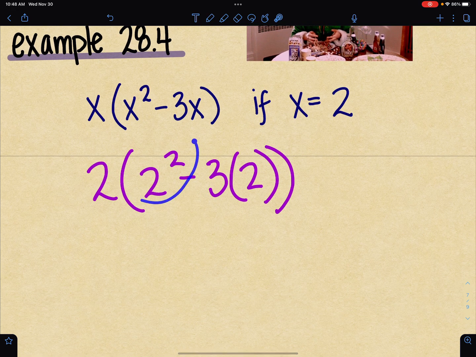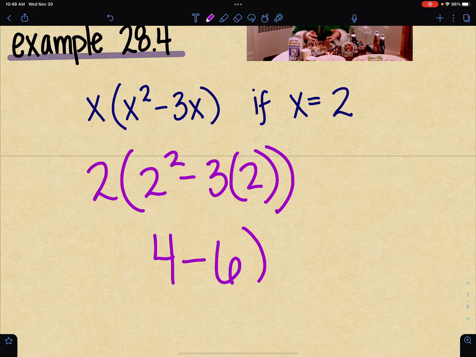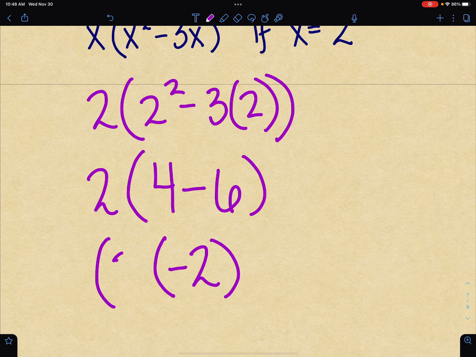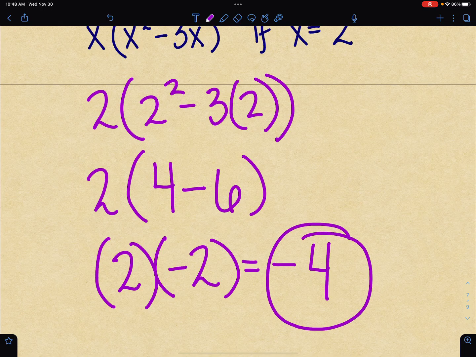Let's do these exponents first and this multiplication. I'll just do it at the same time. So 4 minus 6, that's in the parentheses. And then we do the parentheses first. So 4 minus 6 is -2. Multiply that by 2. And the answer you get is -4. So that's a problem where they said evaluate this, okay?